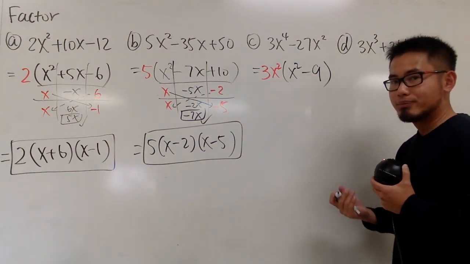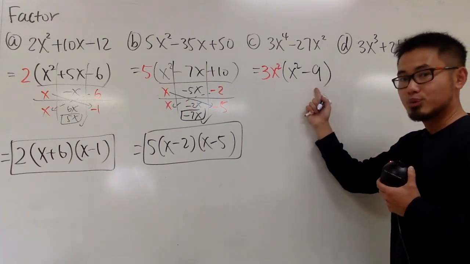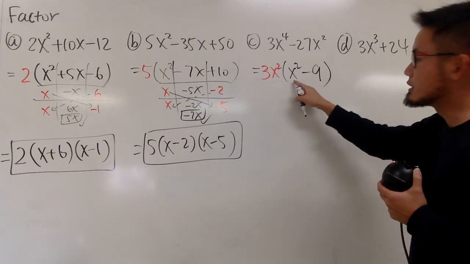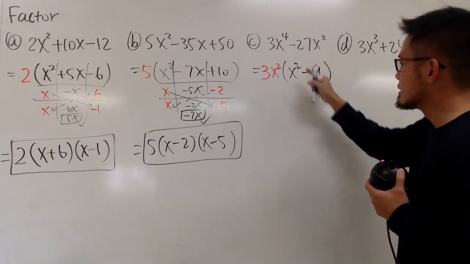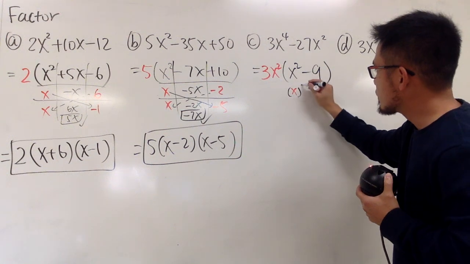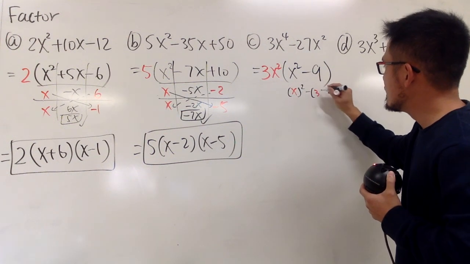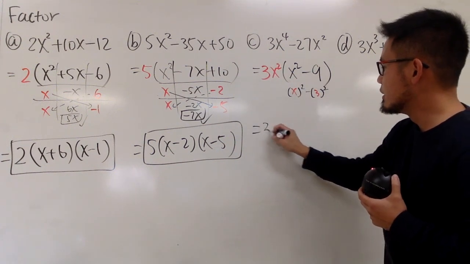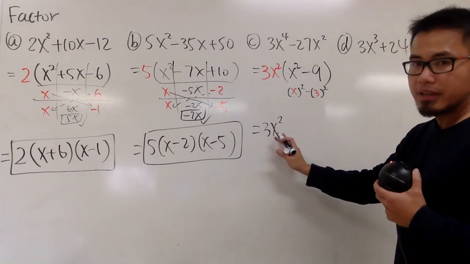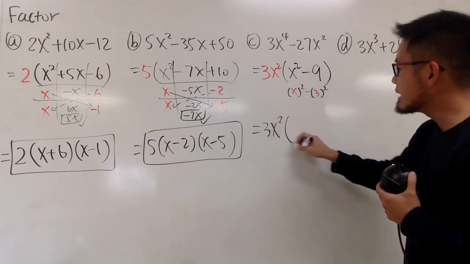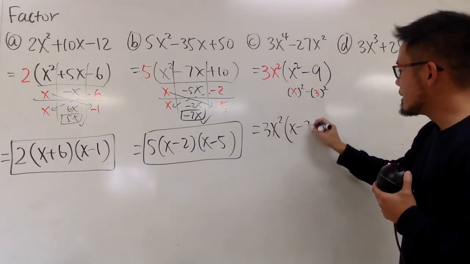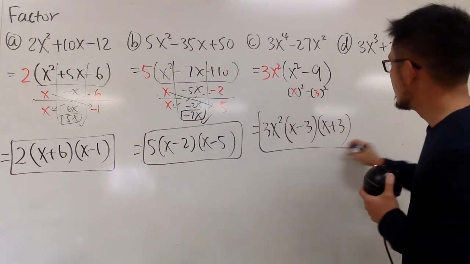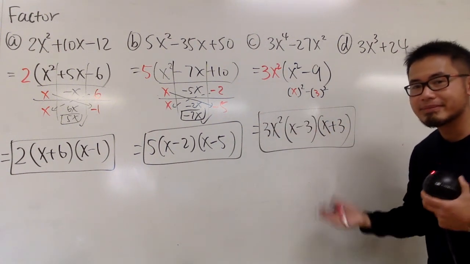And now can we do more? This part is done, but this one we can do more because this is the difference of 2 squares, right? The difference of 2 squares. Look at this as x squared minus 3 squared. In the end, we will have this. This is 3x squared. Keep that down. Factor this, we will get x minus 3 times x plus 3. And we are done for that.